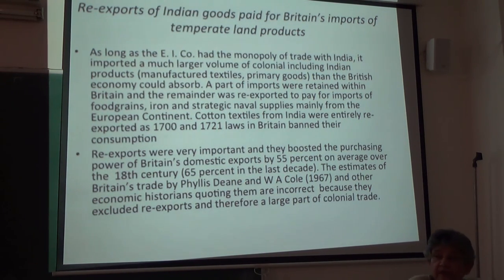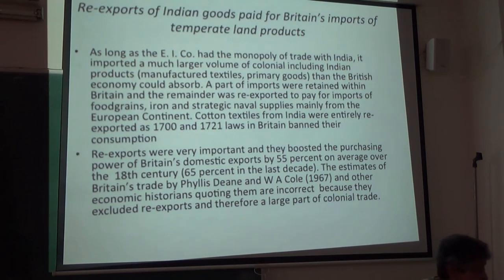Because earlier, since the East India Company had the monopoly of trade up to the 1830s, it was very simple. It used tax revenues to purchase export goods. Then it imported a much larger volume of goods into Britain than Britain itself could absorb. Part of it was retained within Britain, but the rest was re-exported. And these re-exports were very valuable because the countries from which Britain wished to import strategic naval supplies, food and so on, were countries which had inelastic demand for Britain's domestic exports. So the re-exports of tropical products, which at this time included fine cotton textiles right up to the 1830s, as well as primary products, were in elastic demand on the continent and elsewhere, and therefore Britain could purchase its requirements through re-export.